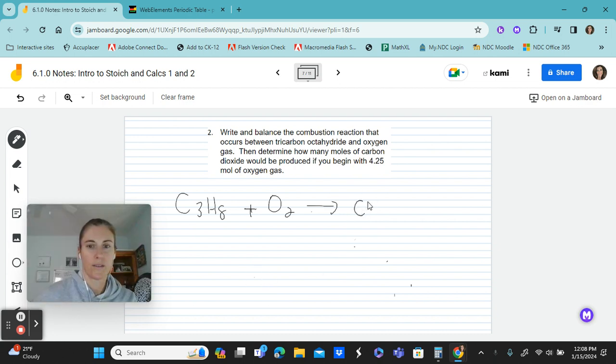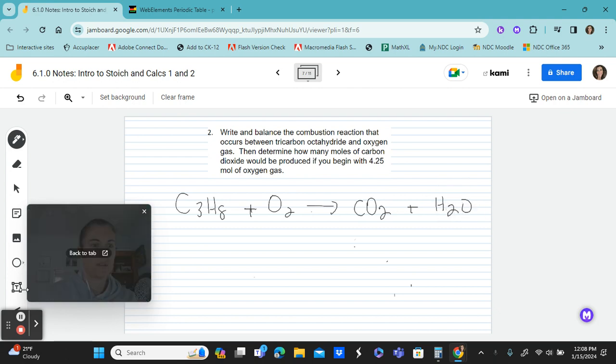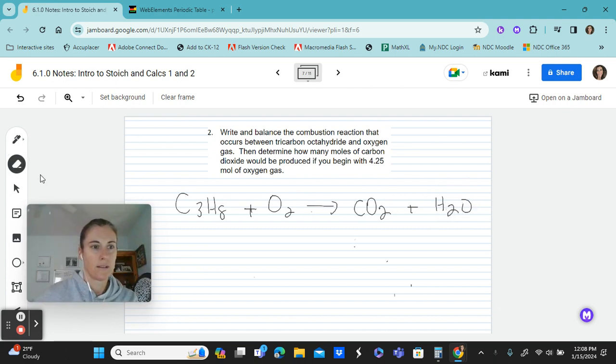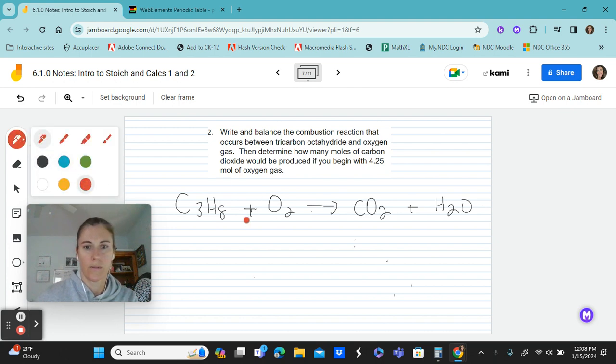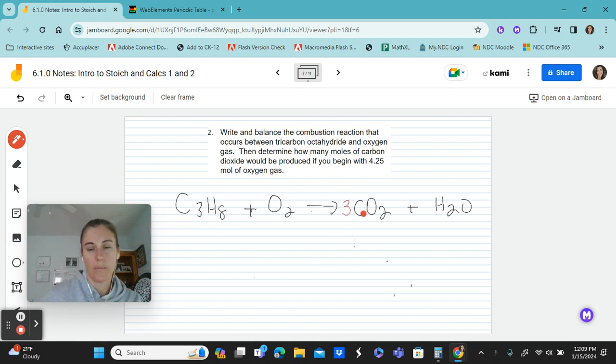All right, so our two products are carbon dioxide and water. We do need to balance this. I would always suggest leaving oxygen to last to balance because it's appearing in multiple places. So focus on carbon and hydrogen. Carbon, there's 3 here. There's only 1 here, so we need a 3. That balances it out. Hydrogen, we only have 2. We have 8 on this side, so if we put a 4 here, we balance that out.